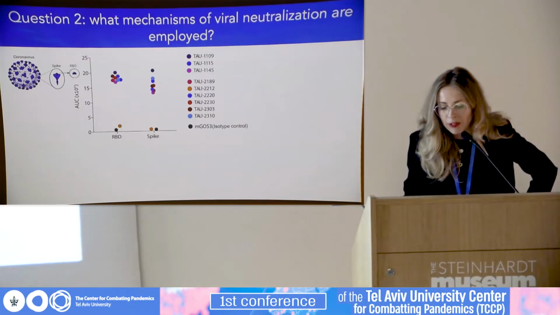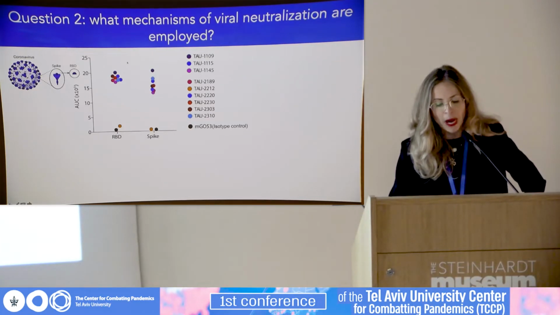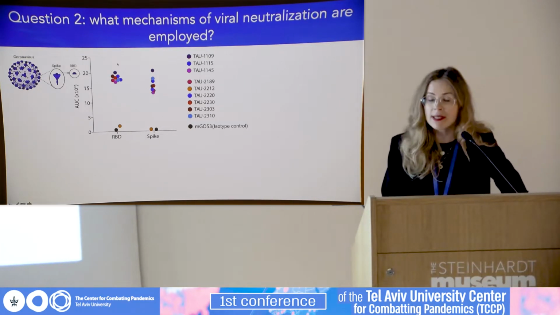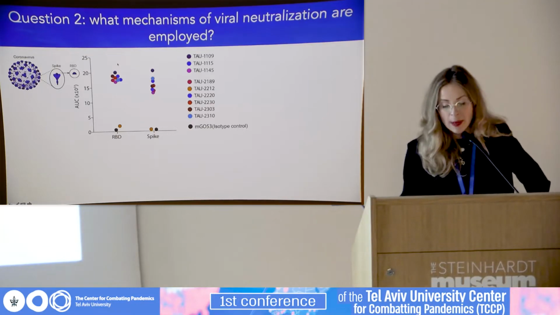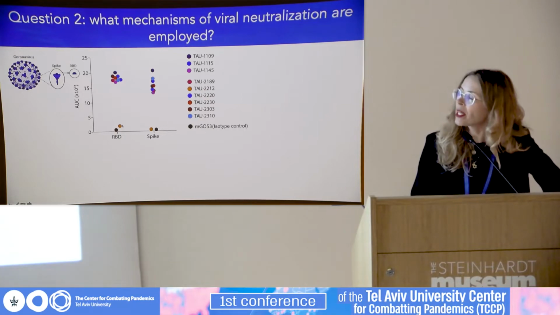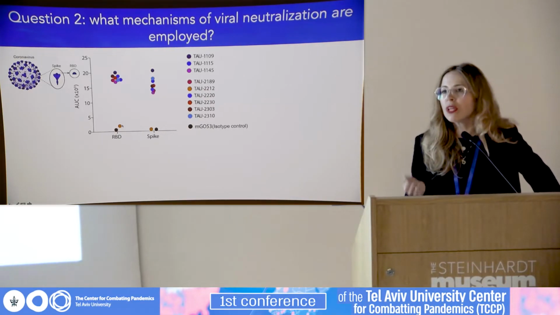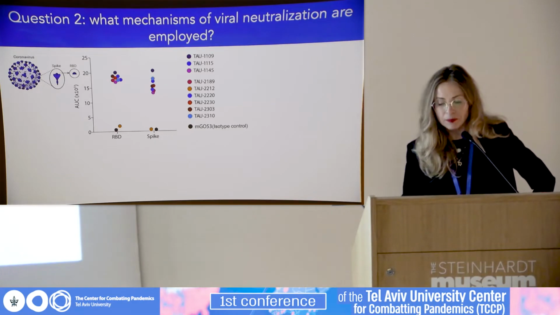So we did a couple of ELISAs, and we could see that all the neutralizing antibodies could bind RBD and spike in ELISA. This makes sense, with the exception of one antibody. It's here, this orange one, and we will speak about it later because this antibody is also one of the exceptional, really good neutralizing antibodies.